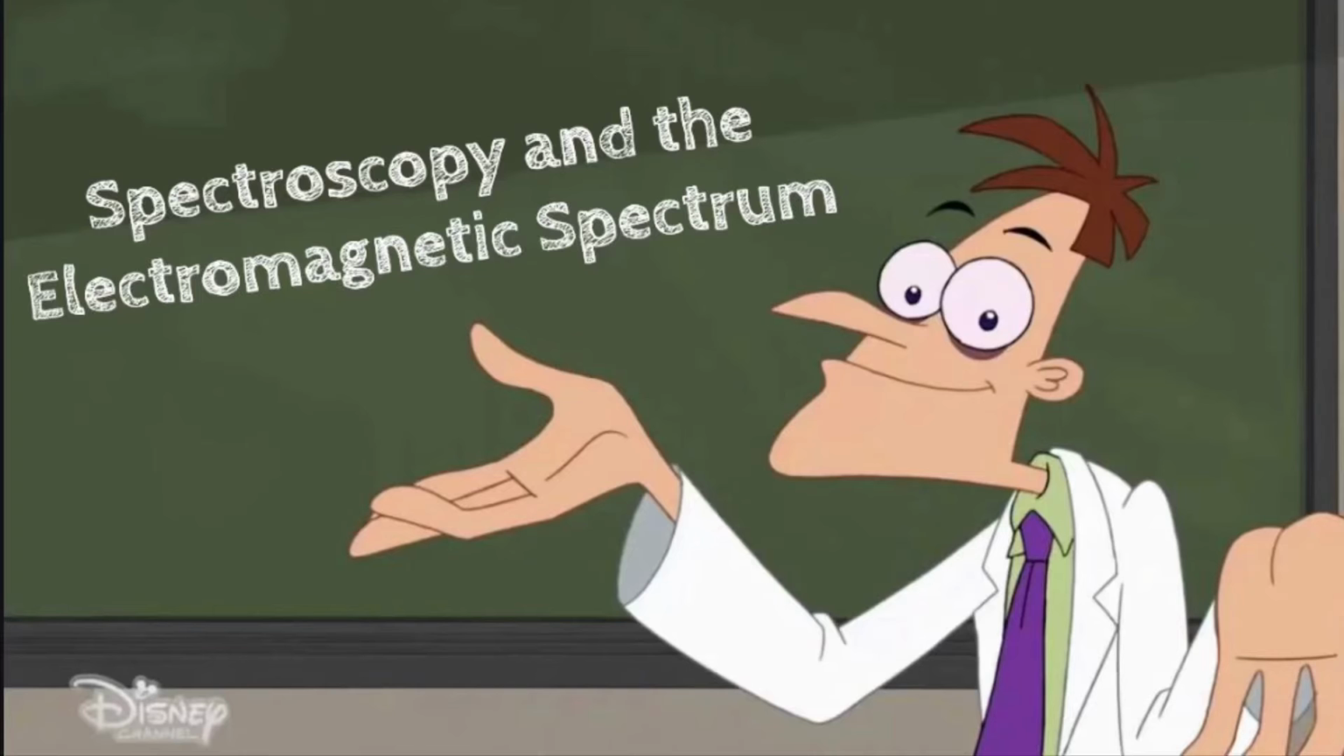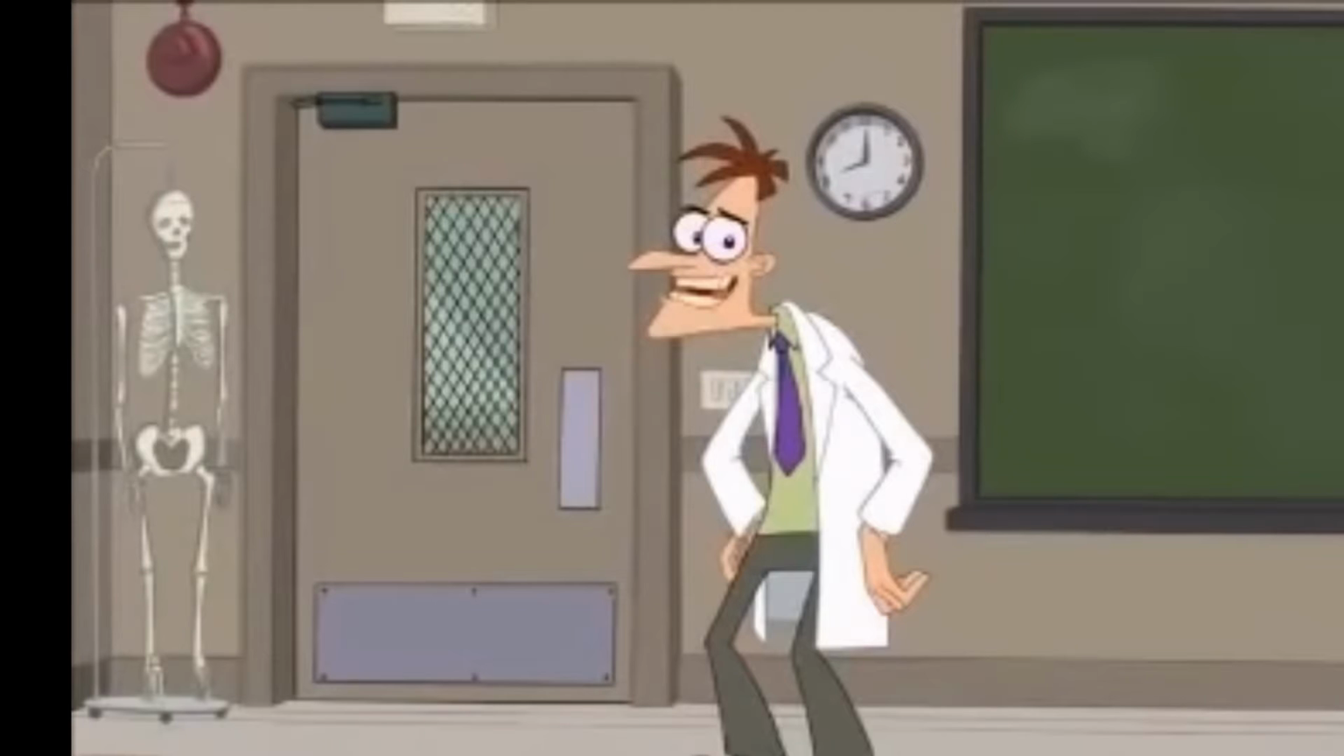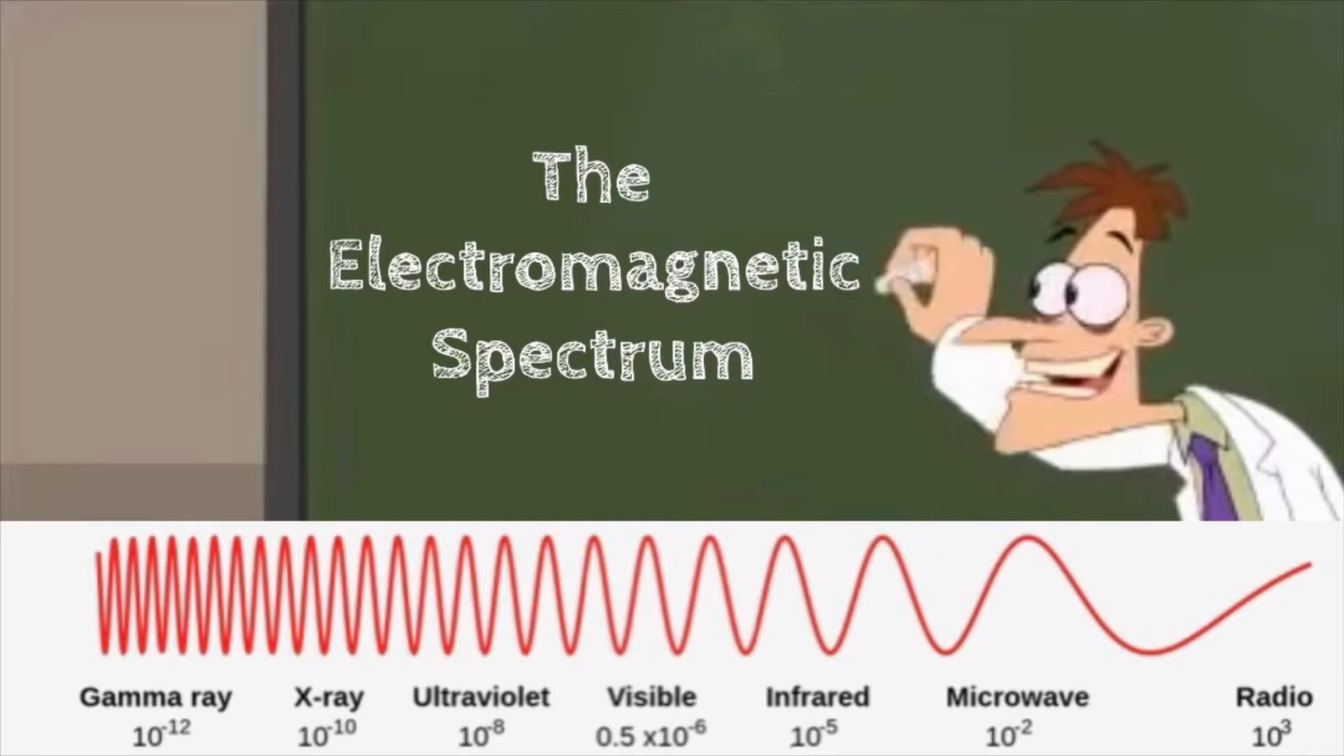Welcome, class. Today we'll discuss spectroscopy and the electromagnetic spectrum. Before we can begin to talk about spectroscopy, we must first review the electromagnetic spectrum. The electromagnetic spectrum is made up of 7 segments: radio waves, microwaves, infrared waves, visible light, ultraviolet, X-rays, and gamma rays.